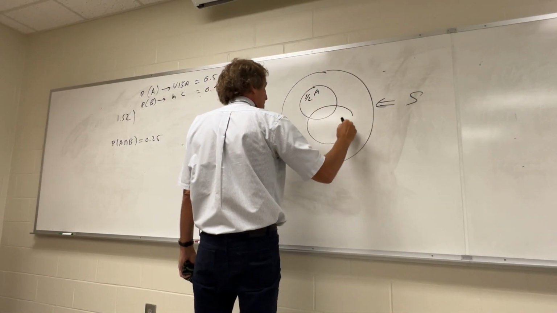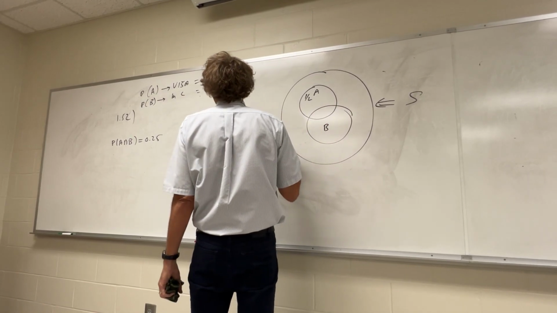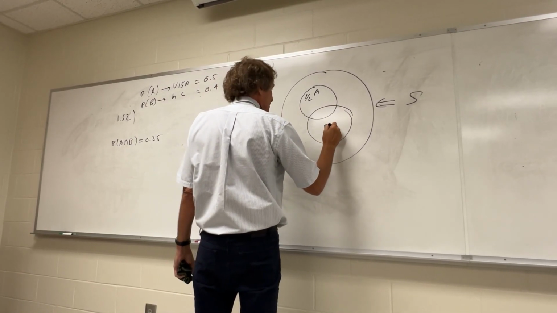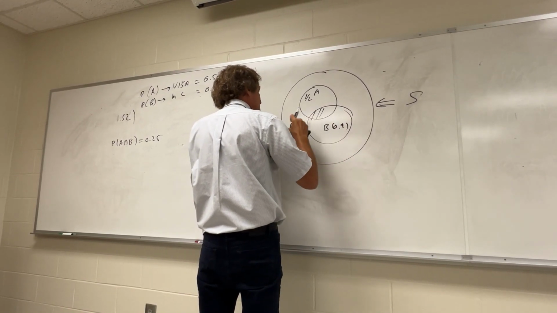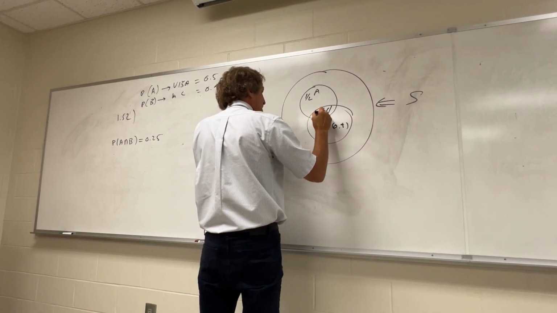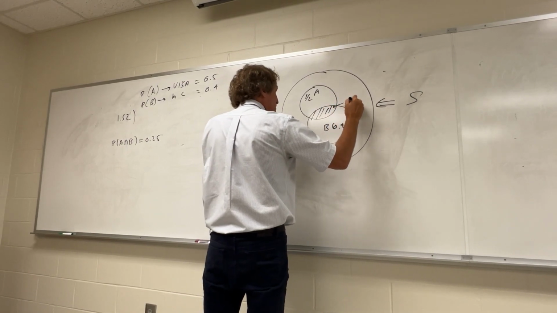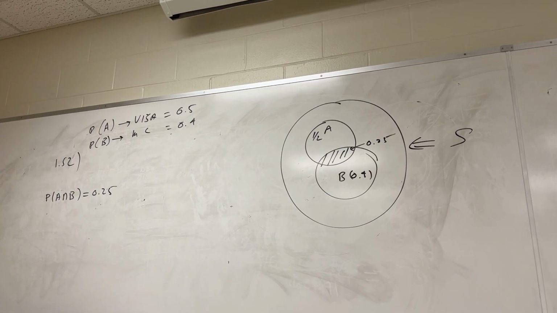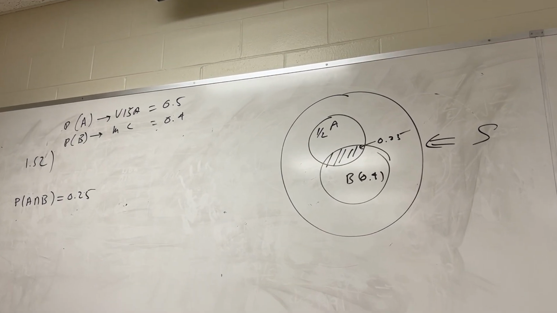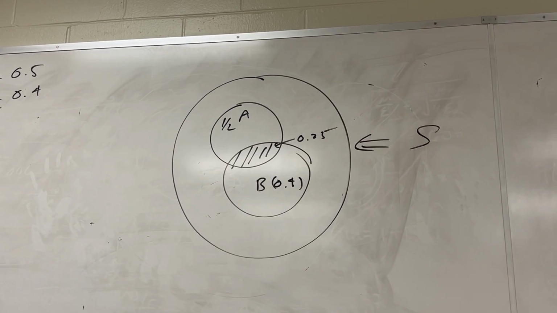And he talks about B, the probability of a MasterCard is 0.4. But this intersected area is 0.25. Follow me on this, everyone? This is not a hard one, but it's good to see this. So go ahead now, ask.